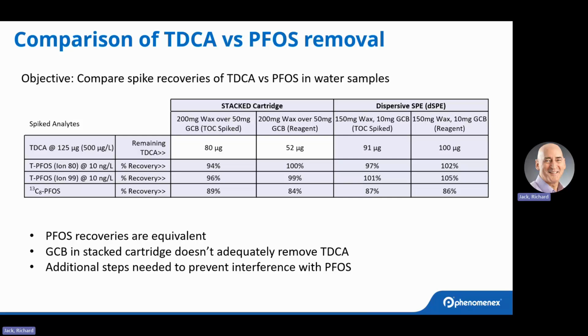And if we compare this with the PFAS recoveries, we get excellent recoveries in this sample, so we're meeting method compliance. The good news is that PFAS is not removed by the GCB, whereas TDCA is partially removed. Recoveries of PFAS between the two approaches, again, are equivalent, which is what we expect and what we've seen already. But the GCB and the stack cartridge, though they remove some, don't adequately remove a lot of the TDCA for these samples. So we need to come up with an additional step to prevent interference with PFAS.